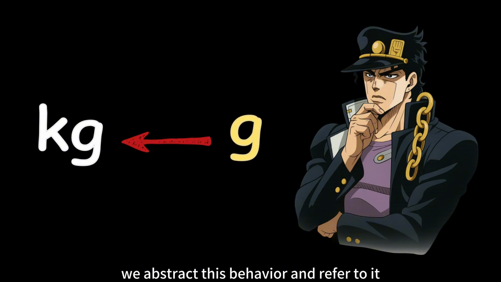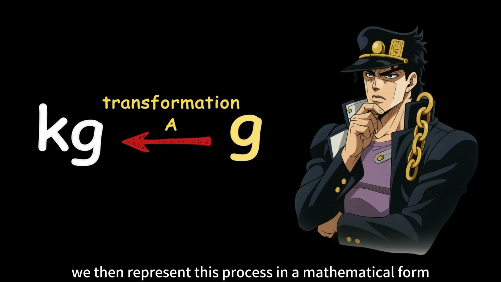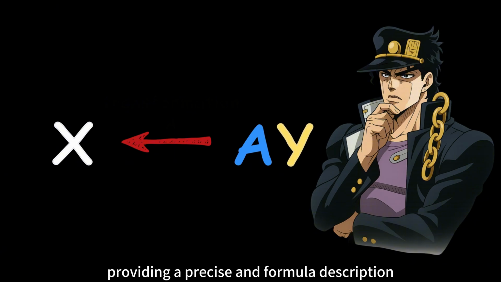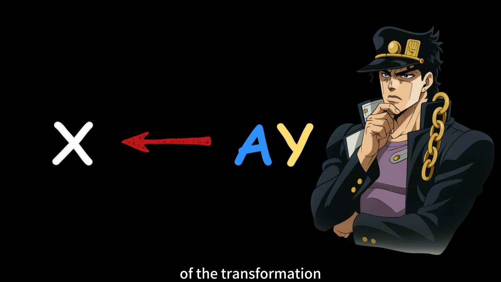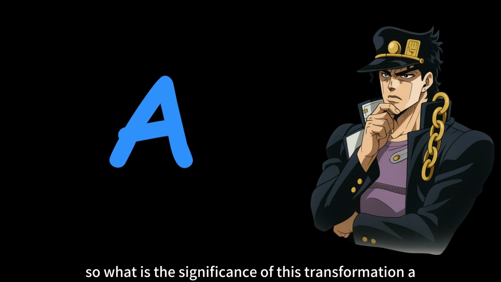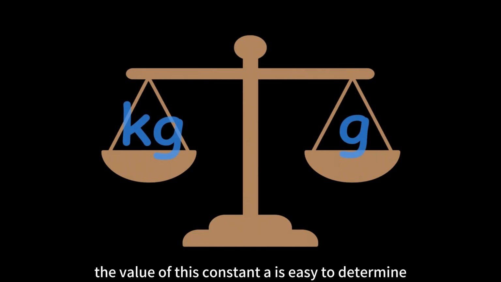We abstract this behavior and refer to it as transformation A. We then represent this process in a mathematical form, providing a precise formula description of the transformation. So, what is the significance of this transformation A? It is evidently a constant number. The value of this constant A is easy to determine.